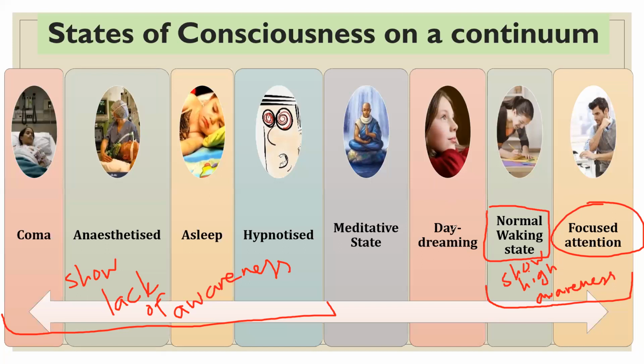Daydreaming, we know, is when you shift from a normal waking or focused attention state to a state of thinking about something else. So you're no longer focusing on the task, but you're focusing on other thoughts. Okay. And meditation is when you are focusing on one specific stimulus while ignoring everything else. So you focus on a chant, or a picture, or your breath. That's meditative state, or meditation.